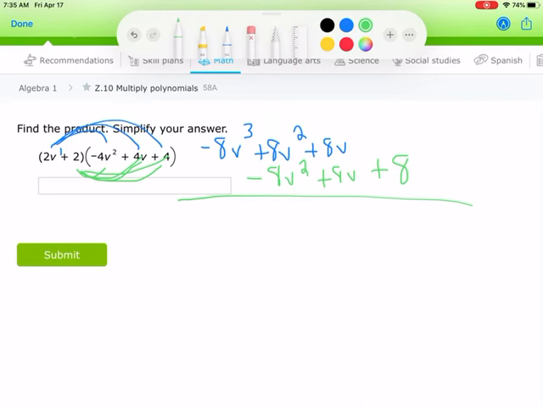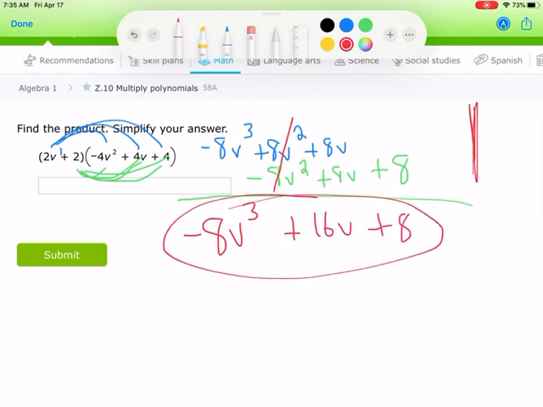So now I can just combine like terms. They're already next to each other, already written in addition format. So I can just combine my like terms going up and down. Negative 8v cubed, that's just that. Positive 8v squared and negative 8v squared cancel out. They're gone, so that's really 0. Positive 8 and positive 8 is 16, so positive 16v. And then the plus 8 just comes down. Yay! And there it is. Plug it in the box, hit submit, you're good to go.